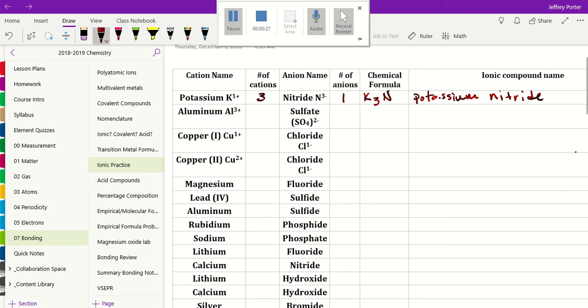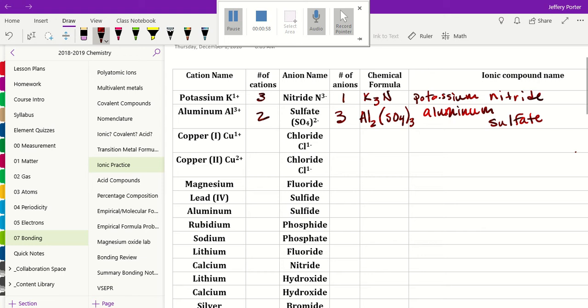Now, I need 2 aluminums and 3 sulfates. So your formula becomes Al2(SO4)3. Name your cation here. Aluminum. Name your anion. It tells you. Sulfate. Name your cation, name your anion.